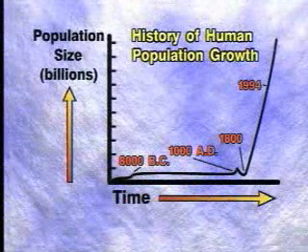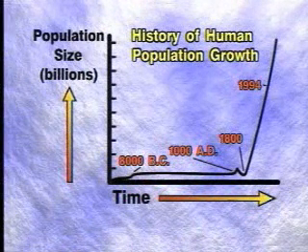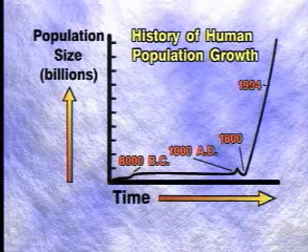There are almost 6 billion people on Earth. By the year 2042, there could be 12 billion.